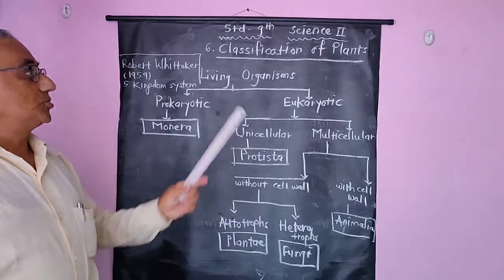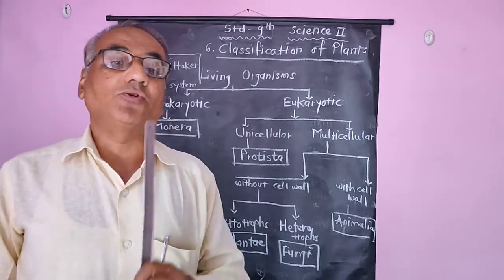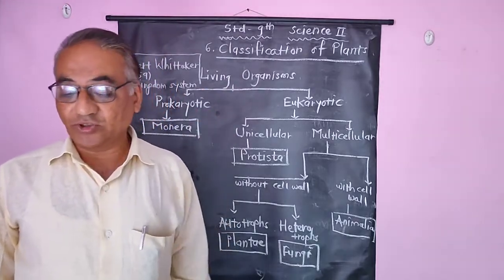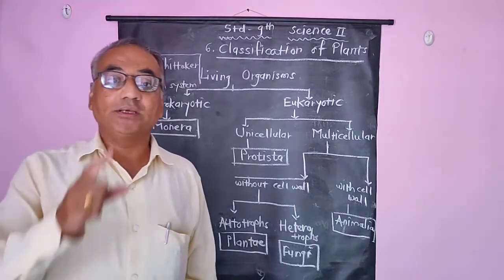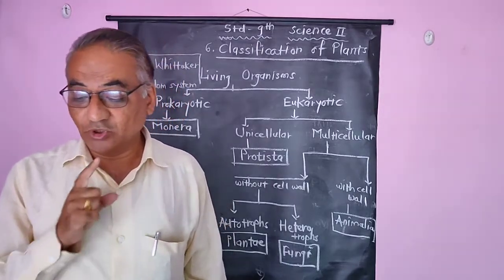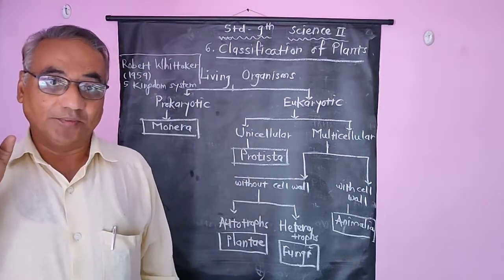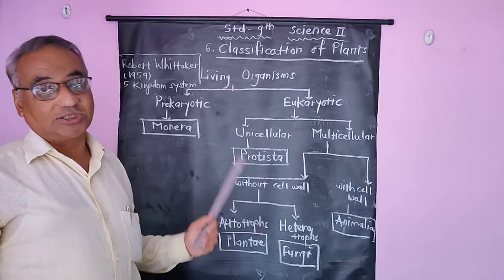Now before starting Classification of Plants, we are going to see which topics are included in this chapter. The name of the first topic is Kingdom Plantae. The name of the second topic is Subkingdom Gymnosperm, and the third topic is Subkingdom Angiosperm. These three topics we are going to learn in this chapter.